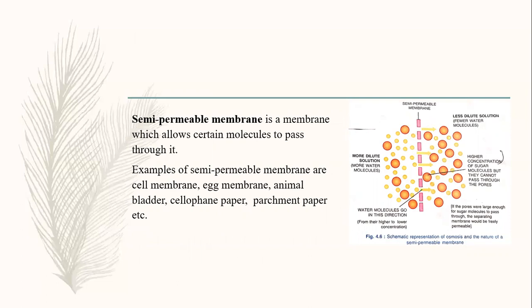A semi-permeable membrane allows certain molecules to pass through it and prevents the larger molecules. Semi-permeable membranes are the cell membrane, egg membrane, animal bladder, cellophane paper, parchment paper. These are all examples of semi-permeable membranes.